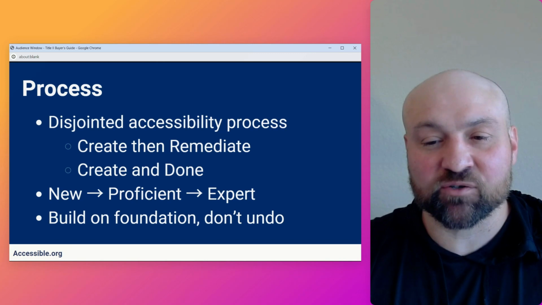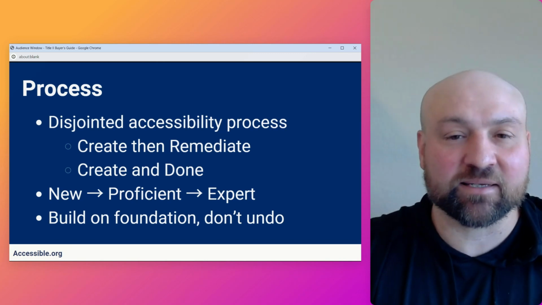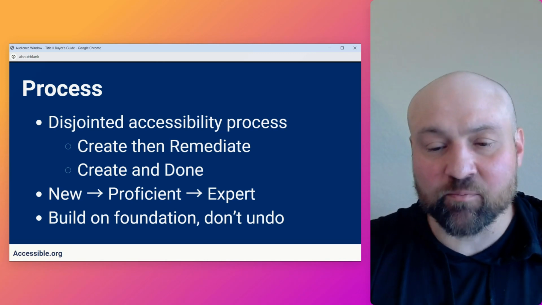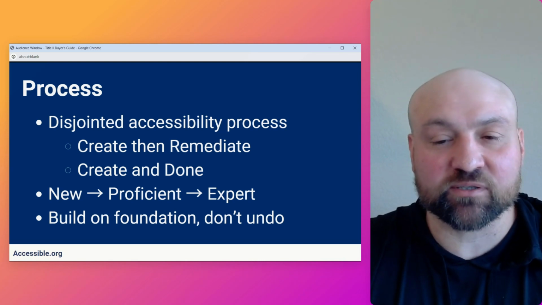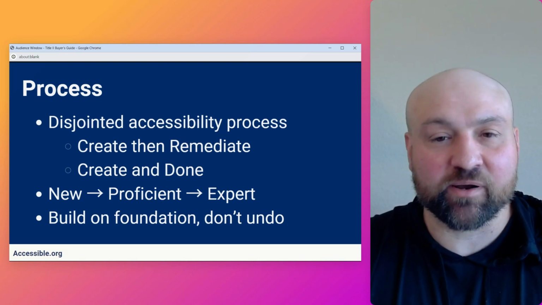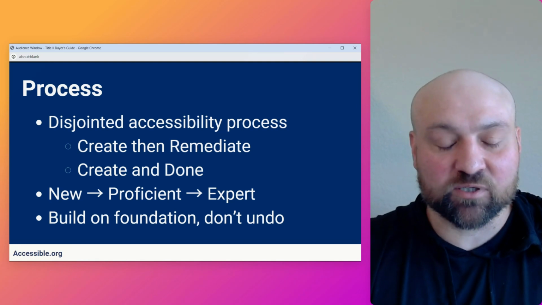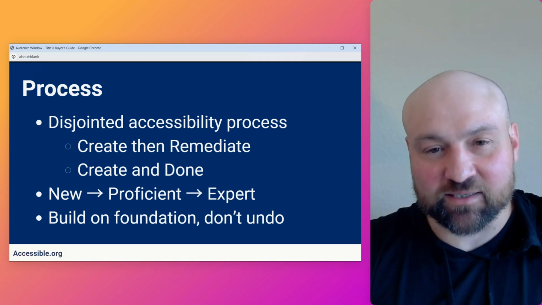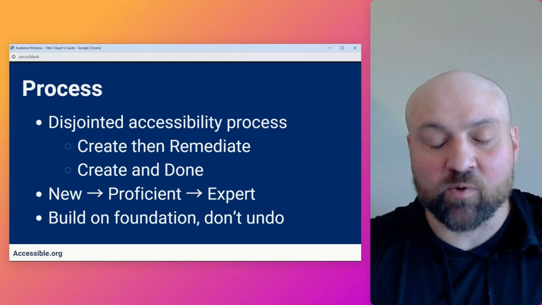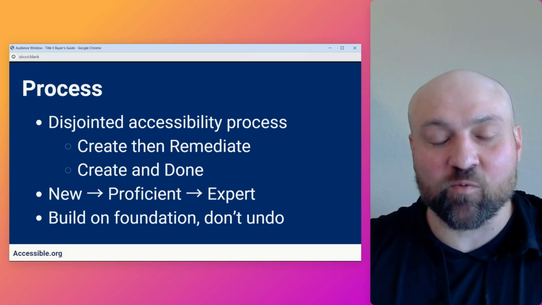We want to get to a point where we rely less and less upon service providers. But initially, obviously, we need to source this work because we just don't have the experience, expertise, and knowledge in-house. So we want to source. But when we source and we make our digital assets WCAG 2.1 AA conformant, we want to build upon that foundation. We don't want to undo it.